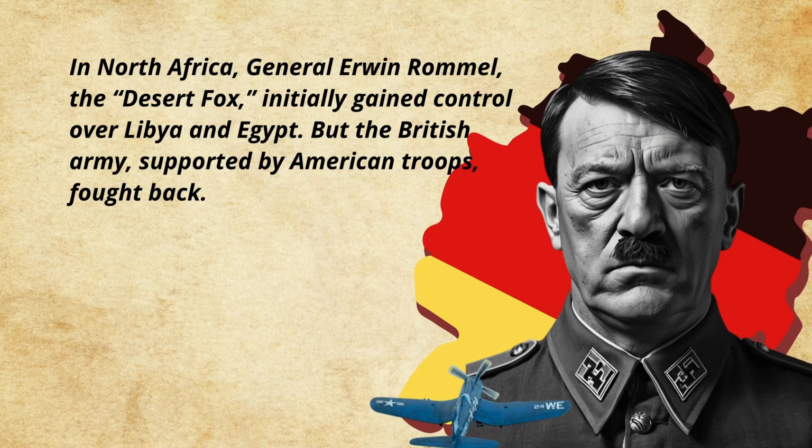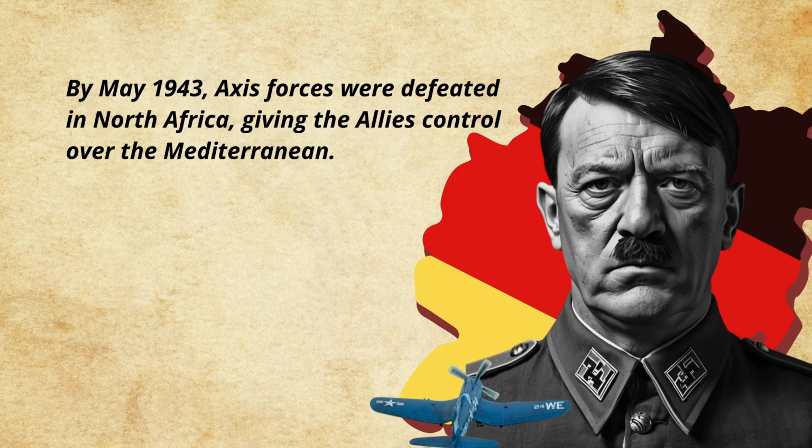In North Africa, General Erwin Rommel, the Desert Fox, initially gained control over Libya and Egypt. But the British Army, supported by American troops, fought back. By May 1943, Axis forces were defeated in North Africa, giving the Allies control over the Mediterranean.